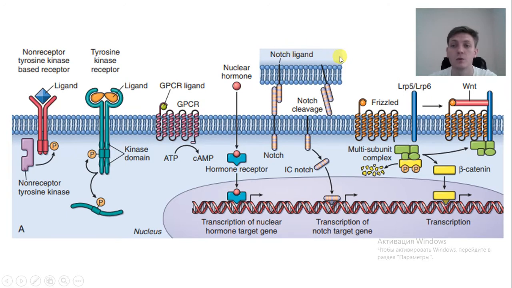And here number 4 is a Notch ligand, which is usually located on another cell, and it binds to this cell, which causes the cleavage of the Notch receptor and the cleaved Notch part. So it is an activator, it's a transcription factor itself, and it activates the transcription of Notch target genes. So Notch is in charge of activating some specific part of the DNA.